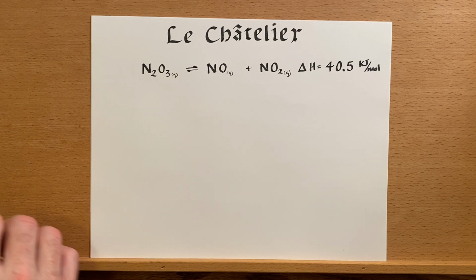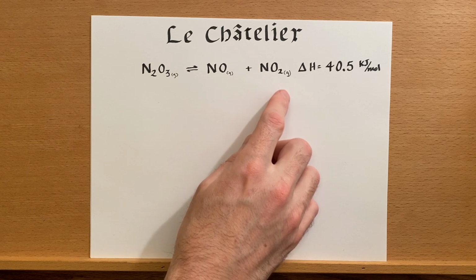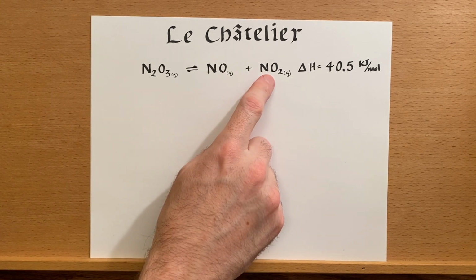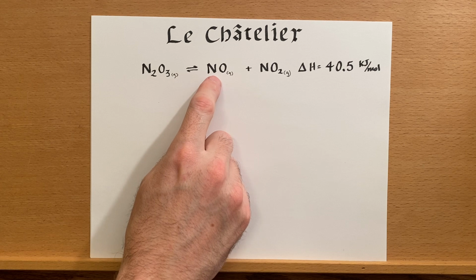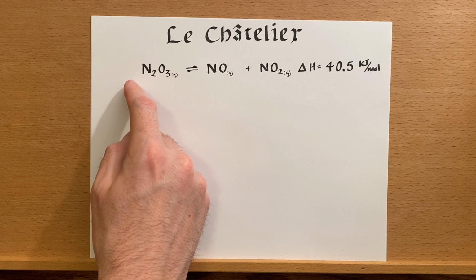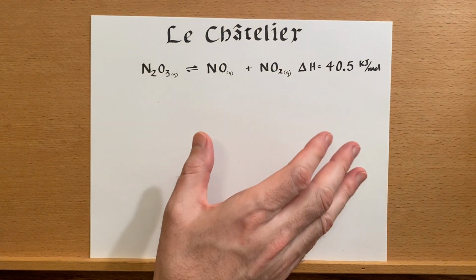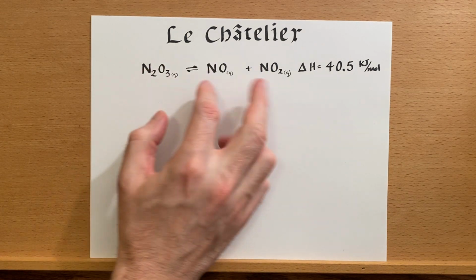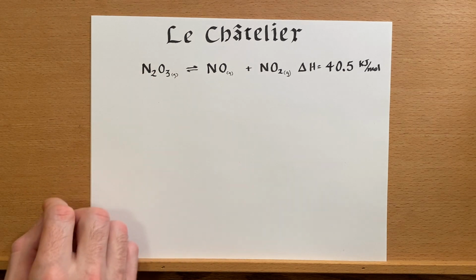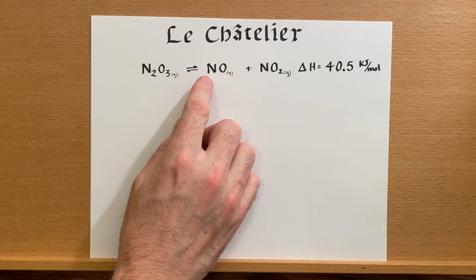Now, what would happen if we added more NO2? Well, then we would have too many products. We only have to add more NO2. We don't have to add more NO in order for this reaction to shift back towards reactants. Because, again, the reaction quotient will be too large and we'll have to shift some of both of these over and make more N2O3.